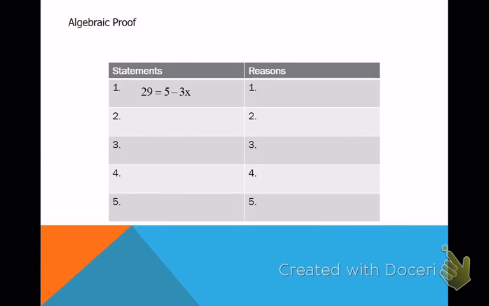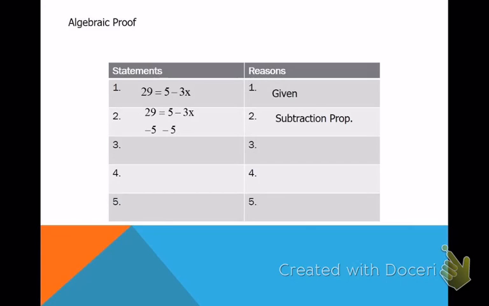So we got one more for you to practice on. I'll give you a few seconds to write your statements and reasons in. And then you can check as we go. First reason. Right? Well, someone had to give us the equation, so that's going to be given. What would you do first to start to solve this equation? Well, hopefully you're saying you would subtract 5 from both sides. We got to zero out that 5. And we're using the subtraction property for that, right?